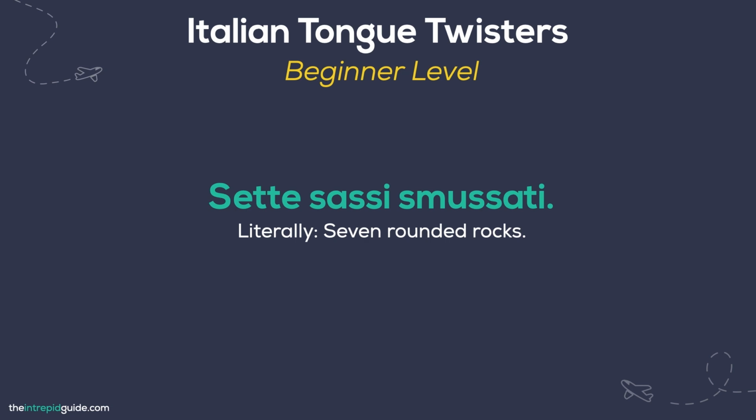And the S sound. Now notice that the S can be pronounced in two ways. Hard when it's at the beginning of a word and is followed by a vowel, as in the word sette, meaning 7. Or like a Z when it's between two vowels or it is followed by a voiced consonant, as in smussati, which means rounded, where M is voiced.